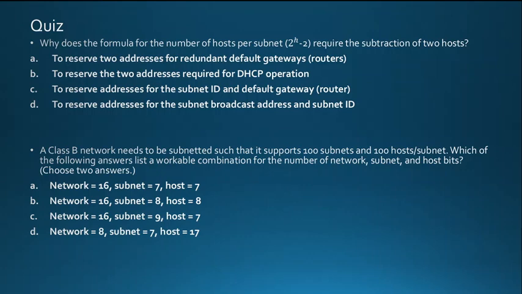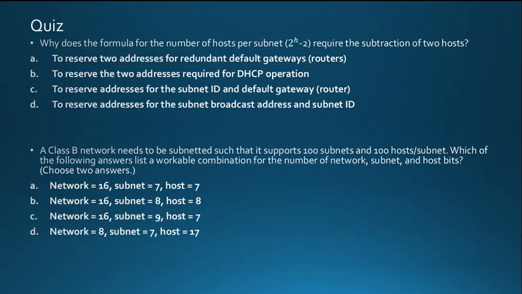As you can see, here are some quizzes, if you'd like to solve them. The formula for the number of hosts is 2^H minus 2, which requires a subtraction of two hosts. As we said, they are reserved for the broadcast address and the network address. Yes, and the class B network needs to be subnetted such that it supports one subnet and one that hosts the subnet. Which of the following answers is the workable combination with the number of networks, subnet and host bits?